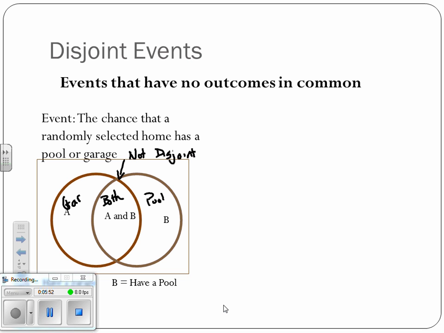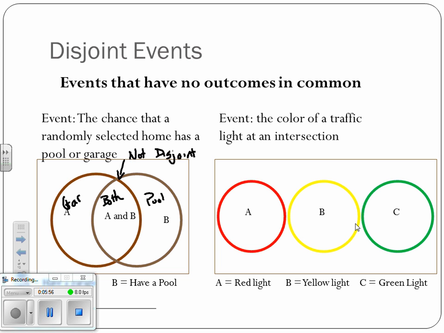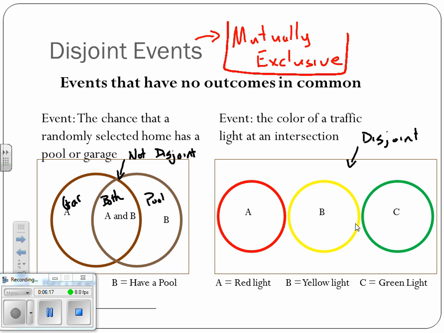Something that would be disjoint: the colors in a traffic light. There is no overlap, no matter what you try to tell an officer. There's no overlap. So these things are disjoint because they don't overlap. As a heads up, another word for disjoint is mutually exclusive. And these two terms could be used interchangeably at any time, depending upon the text you're looking at.